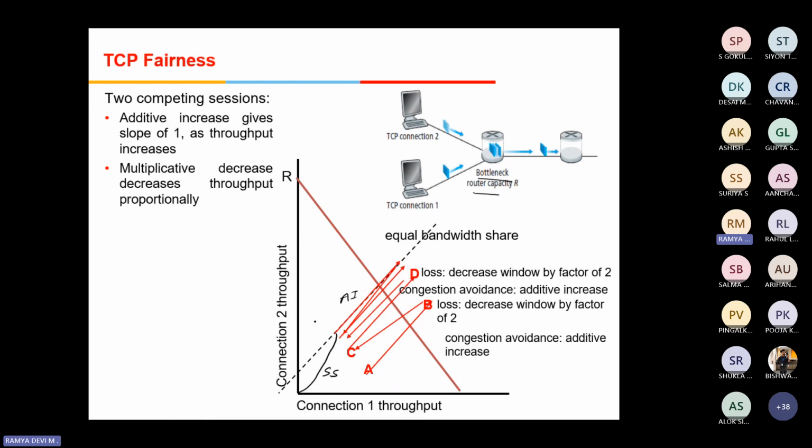Additive increase pushes the throughput higher for both flows. Multiplicative decrease responds to congestion by reducing the sending rate. So the system will be fair, where all the connections get a reasonable share of bandwidth.